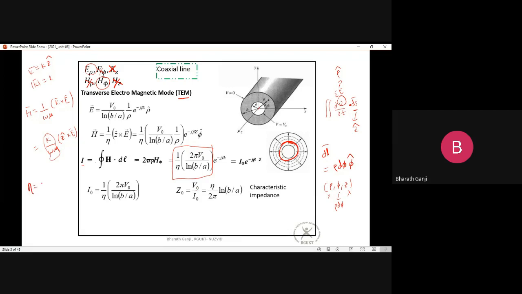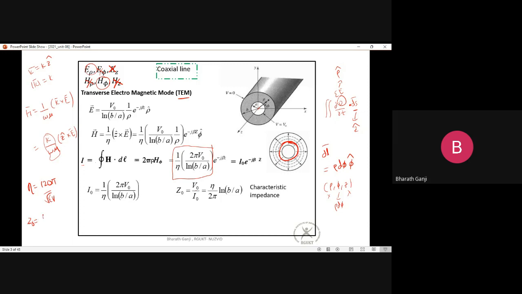Eta, I can say it is eta naught times the square root of mu r by epsilon r. If I assume the material does not have any magnetic properties, then I can take mu r as 1. So then I can write that it is the square root of 1 by epsilon r. So here Z naught is simply eta naught, which is 120 pi.